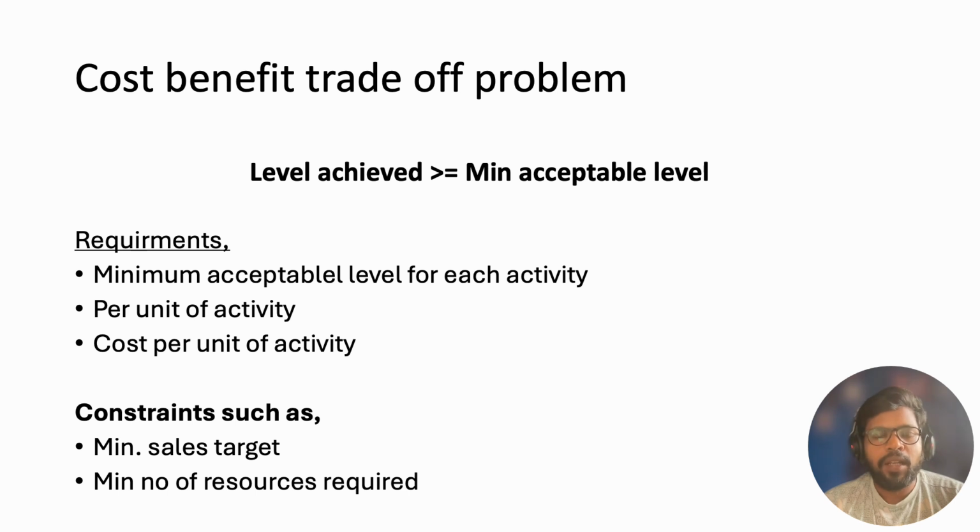Here, each criterion, which is formulated using the decision variable, has a minimum acceptable level. The unit and cost per activity are also the required data points. Examples of constraints are the minimum sales or the minimum number of resources required, etc.